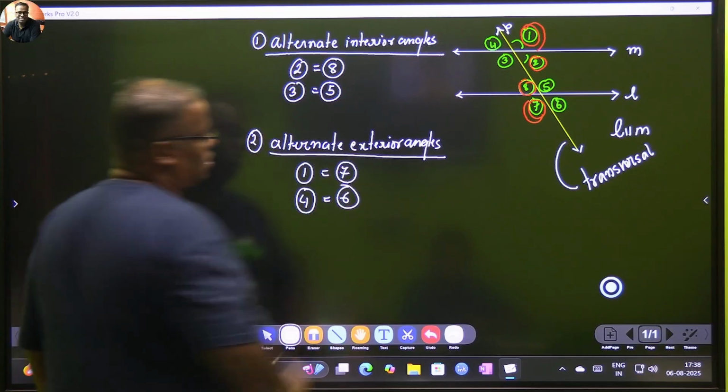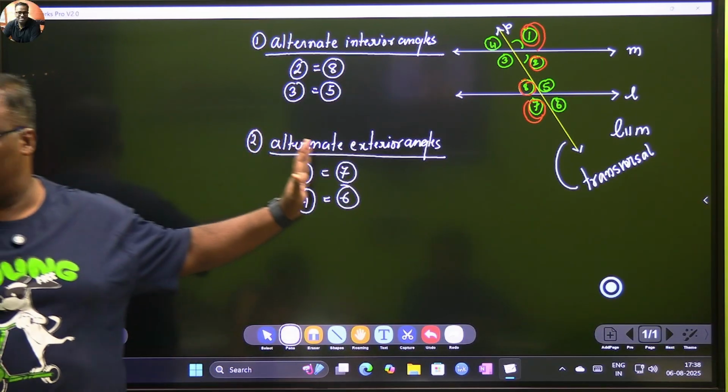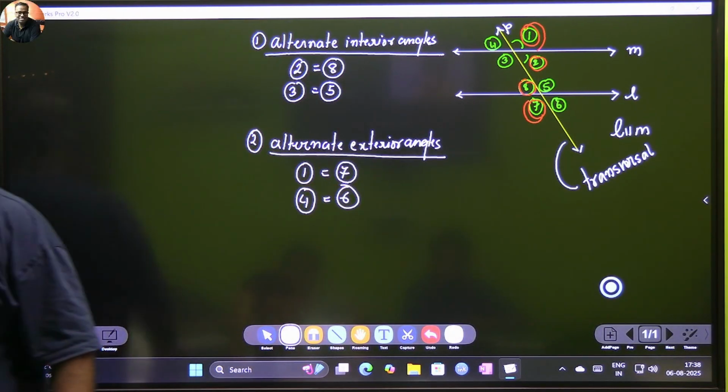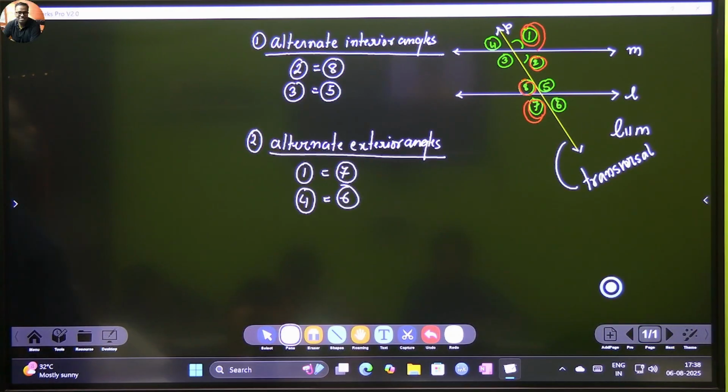Anay, Charvik, Sarvesh, all understood what I have written? No issues on these? Okay, fine. So we are done with the alternate interior and alternate exterior.